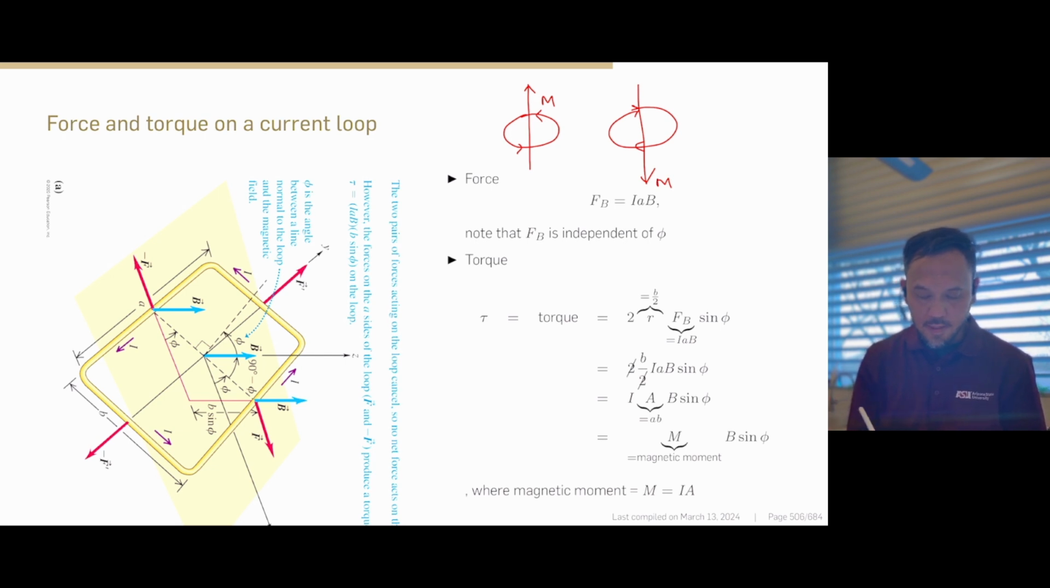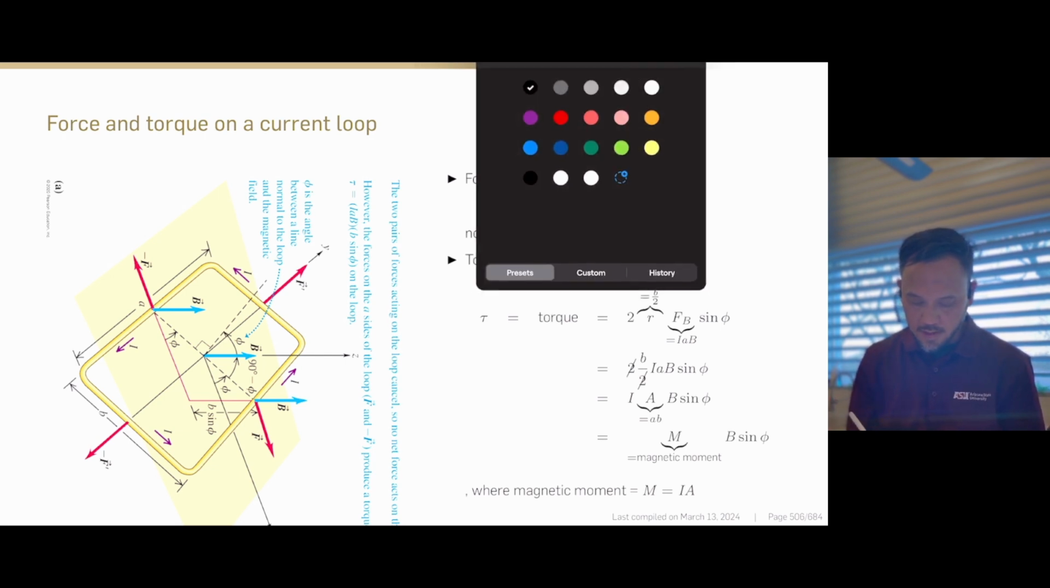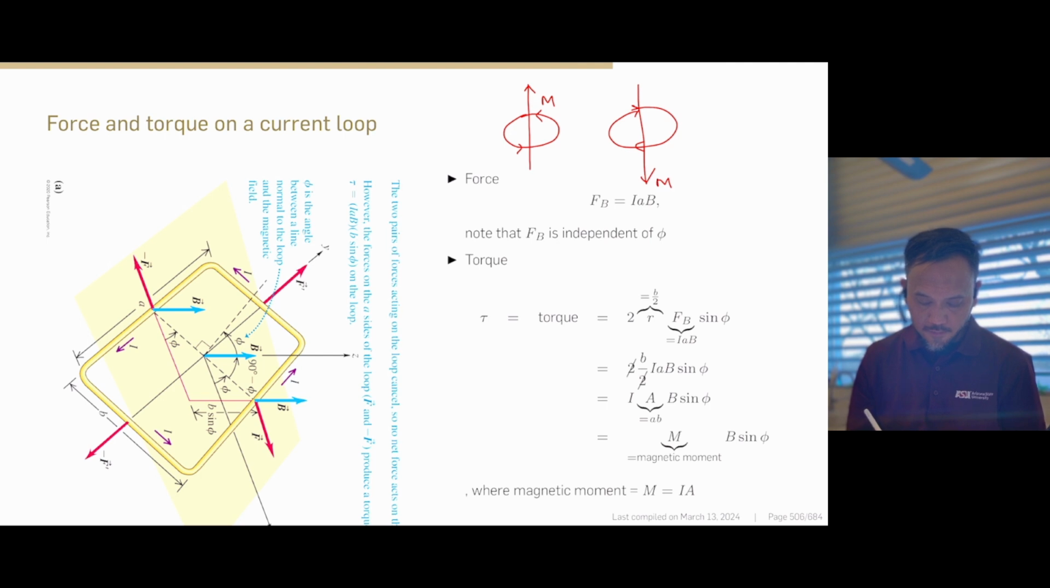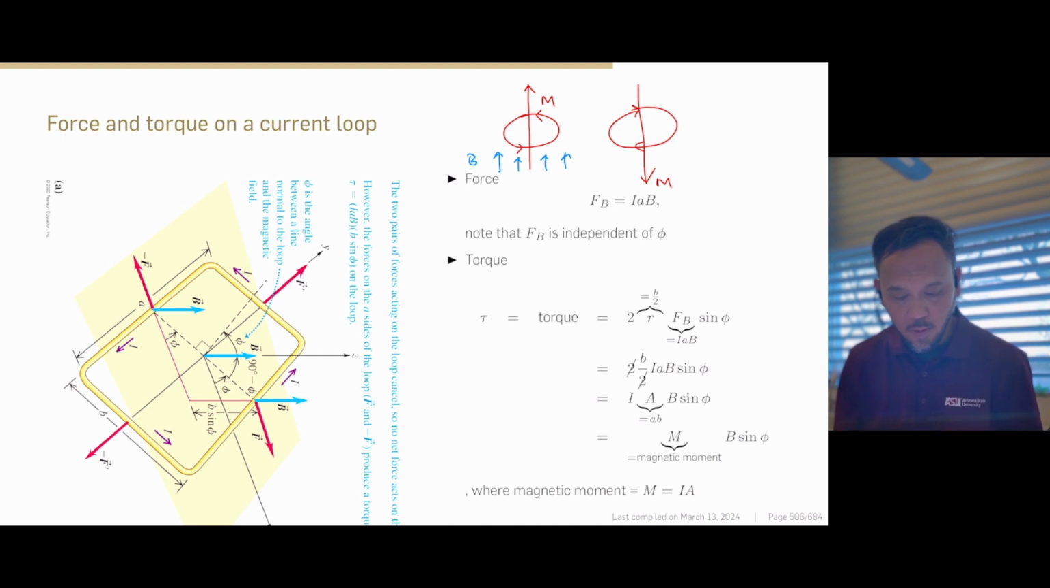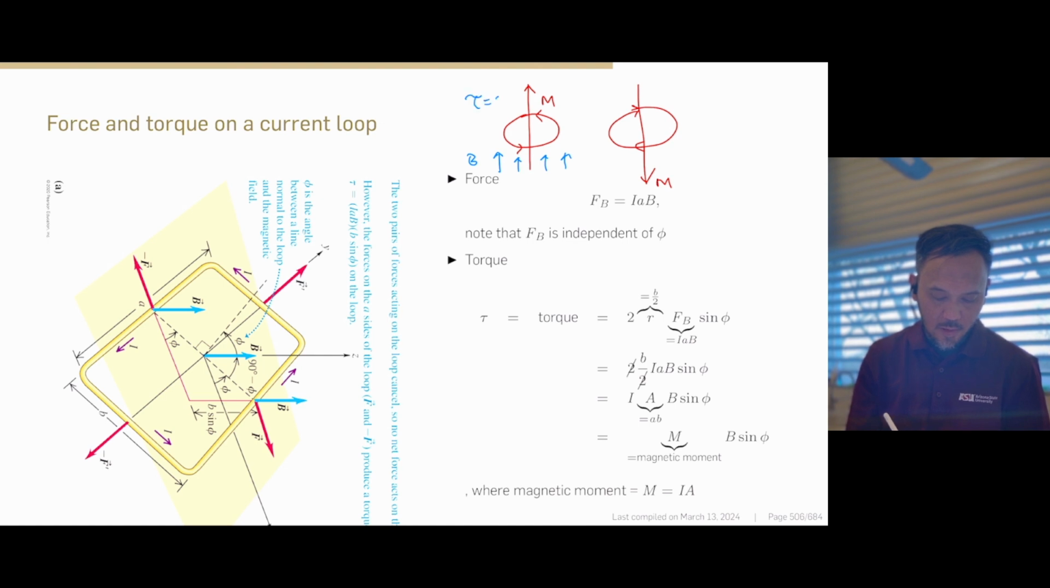So in the presence of a magnetic field, a magnetic dipole, or a magnetic dipole moment, would like to align with the magnetic field. So at this point, the torque is 0. Okay.